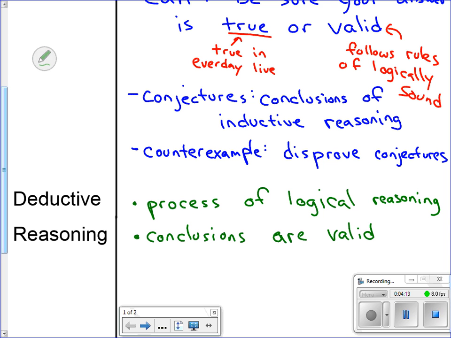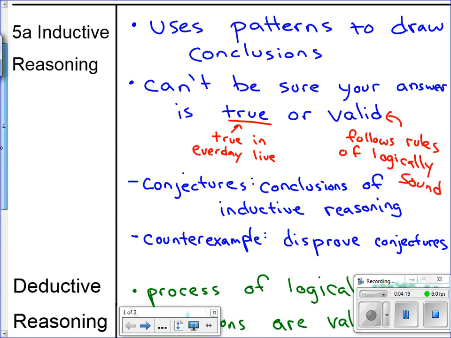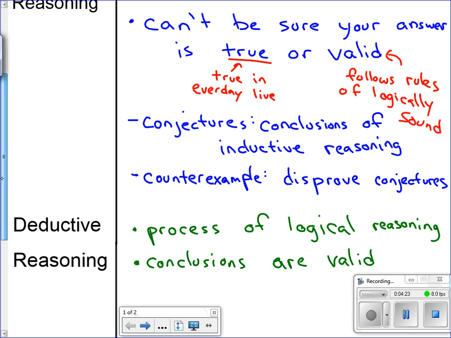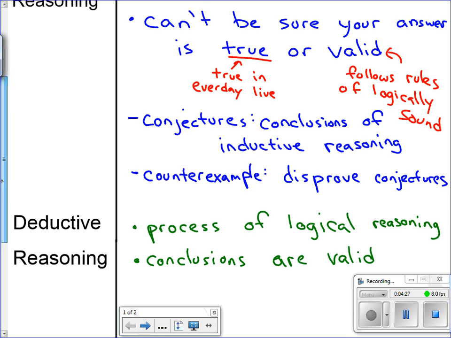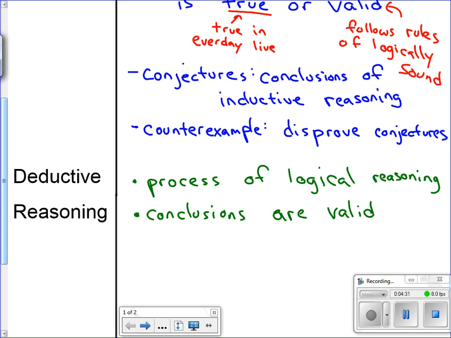So we have inductive reasoning where we're following a pattern. Sometimes that's the best we can do. Unfortunately, we can't be sure of our answer. You don't know in everyday life if it's truly true or if it's really a valid logical argument. In studying those, we have conjectures, conclusions of inductive reasoning. A counterexample would disprove a conjecture. We always have to be looking for those.